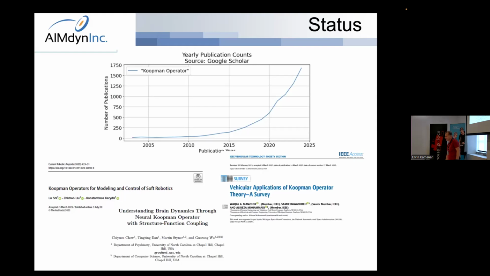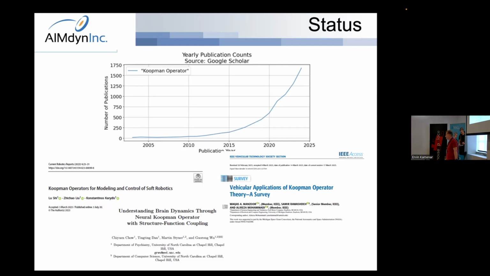Where do we stand as a status? This is a graph that was collected by someone at AIMDyn. I think it was Alan Avila. And this is the number of publications in the Koopman operator theory between sometime in 2002 and today. And you're seeing a very, very clear exponential increase.